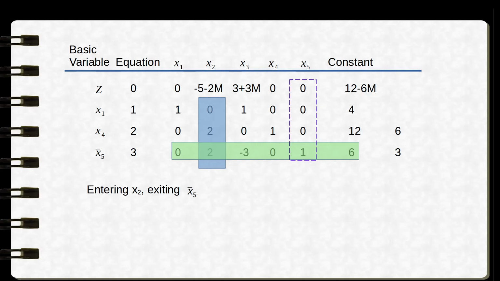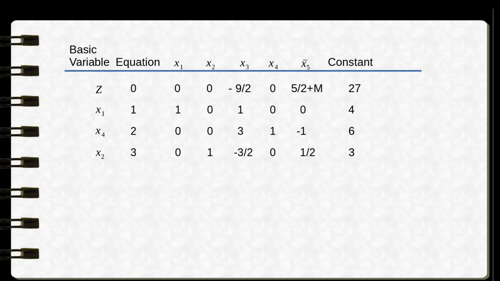Now we have to see that the coefficients of x5 bar are transformed to the coefficients of x2 by doing row operations. So we perform these row operations. Now we find here that the coefficients of x2 are equal to the coefficients of x5 bar in the previous table. Again, here we find that if we move in the direction of x3, the objective function goes up by 9/2 times for each unit increase in x3.